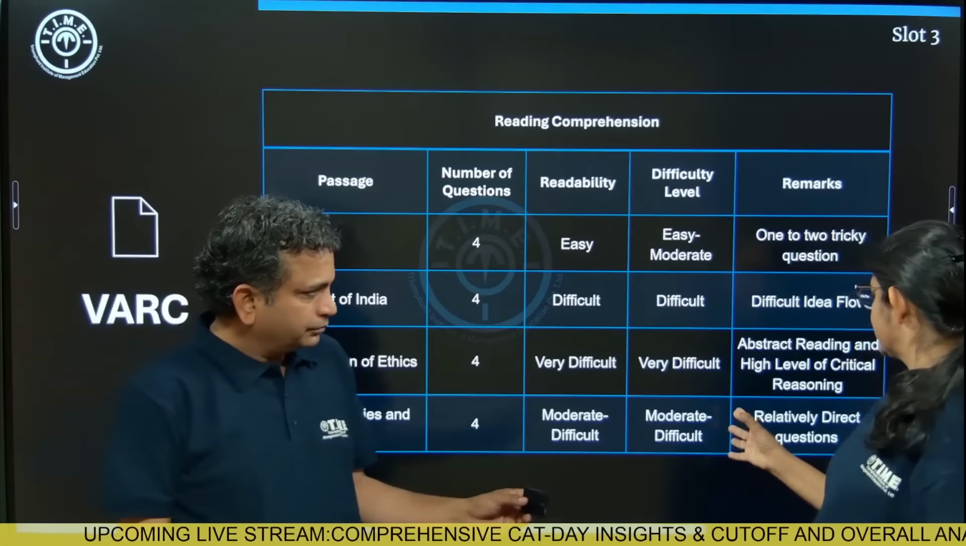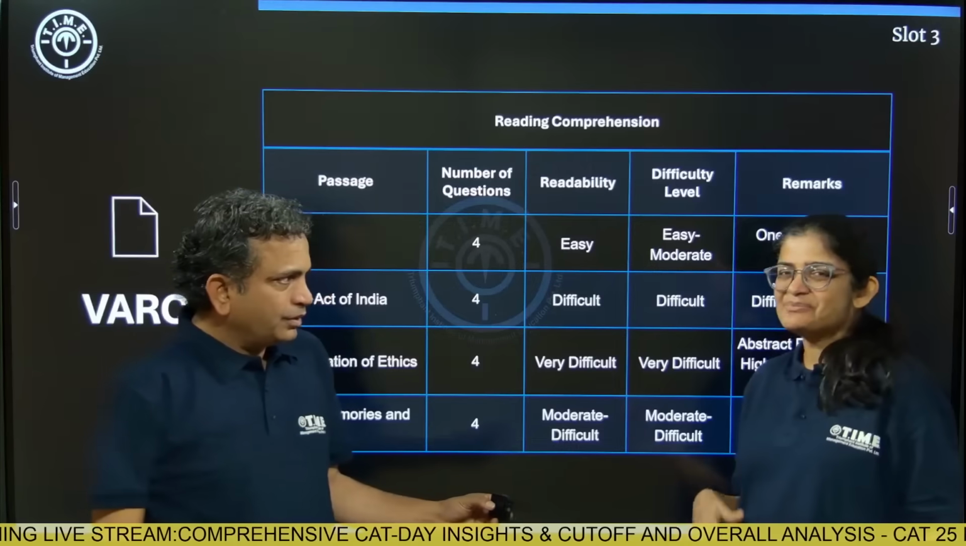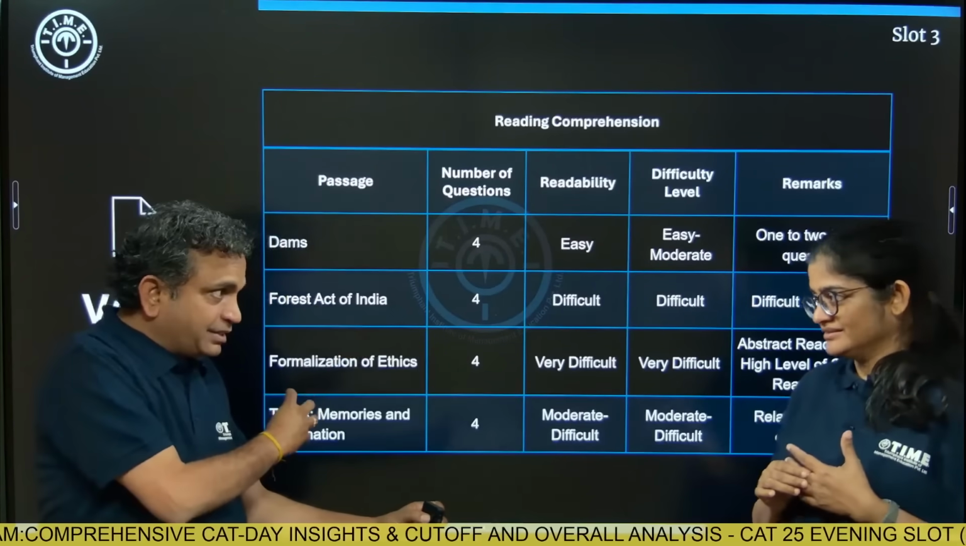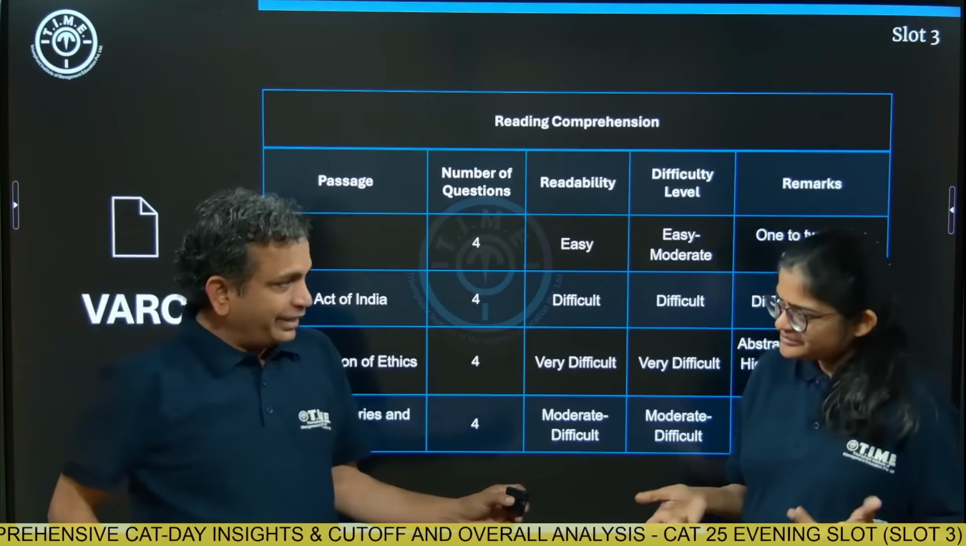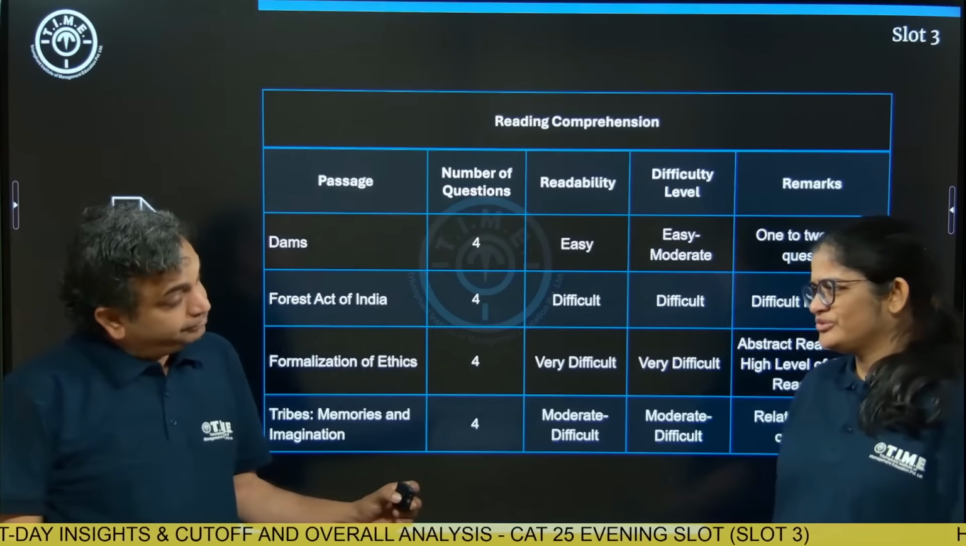And hence the questions also, there were some relatively direct questions, since the passage was easy. So basically those who would not have been put off by the kind of passage it was would have done well, at least scored well. Two to three questions would have been very easy to do, is what we feel.